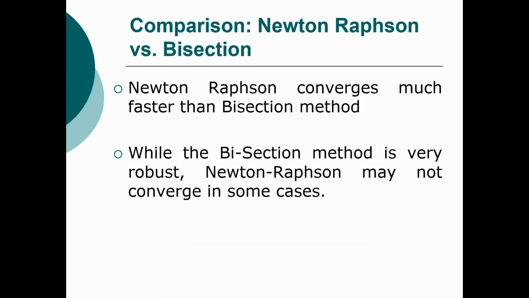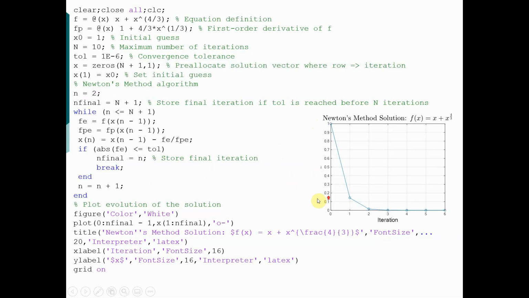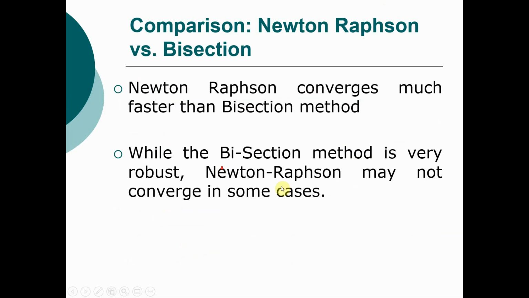Newton-Raphson converges much faster than the bisection method. While the bisection method is very robust, meaning it converges all the time, Newton-Raphson might not converge in some cases, depending on the choice of your x0, or if the derivative might be infinite, or very close to infinite, for some functions. So it doesn't work all the time.